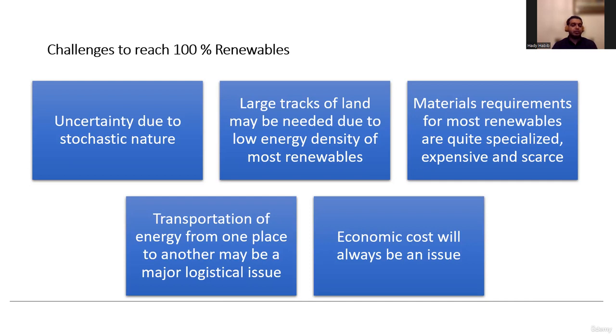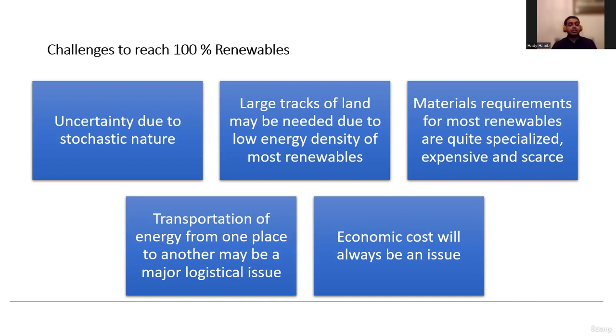We are not even sure that there will be enough light to produce electricity for our needs tomorrow. Same for the wind turbines, the tidal turbines, and many other renewable energy technologies. The uncertainty due to the stochastic nature.